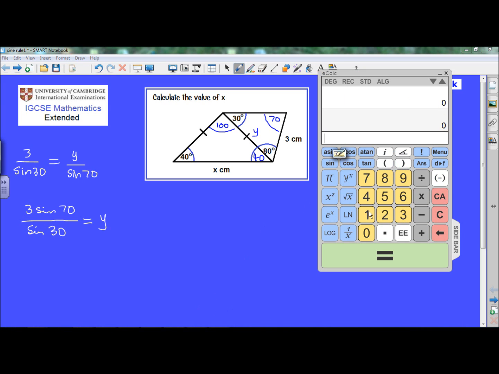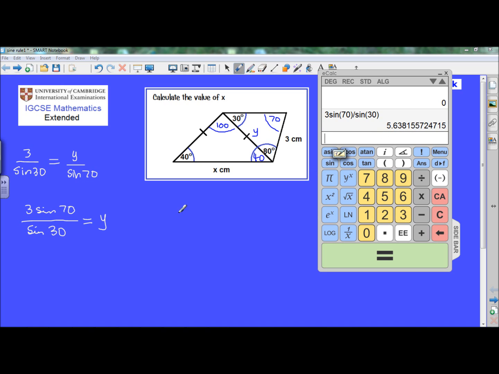Get the calculator, put that straight into the calculator, and importantly we must leave the answer in the display. I'll explain that later, but let's start doing the calculation. 3 sine 70 divided by sine 30 is equal to 5.6381, etc. That must be left in your calculator. Don't touch your calculator at all for the next couple of minutes. Leave that in the display.